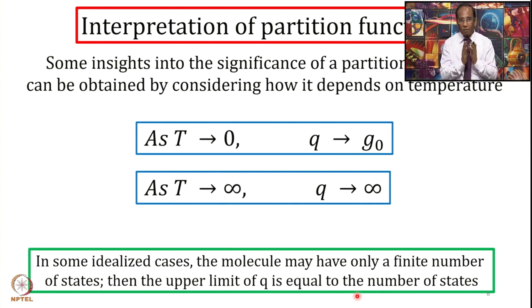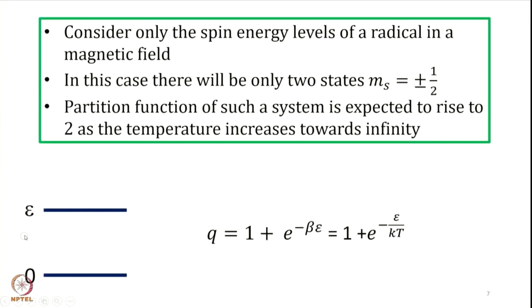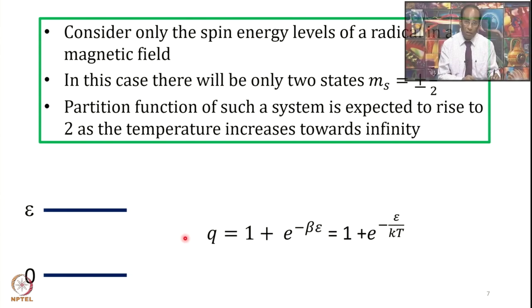To conclude, how do we interpret the partition function? The partition function gives an idea of how many energy states, how many energy levels are thermally accessible at a given temperature. Let us take certain examples. Consider only the spin energy levels of a radical in a magnetic field. In this case, there are going to be only 2 states with the spin quantum number plus half and minus half. Therefore, the partition function of such a system is expected to rise to a value of 2 because there are only 2 states available as the temperature increases towards infinity.